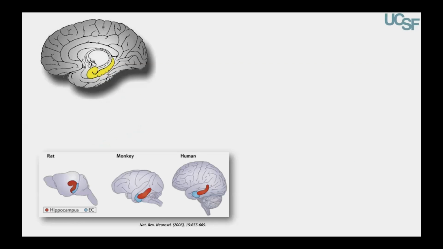You can see it there. And it's been around evolutionarily for a long time. So in the rat, that's kind of what it looks like. It's more curved towards the top of the brain. In a monkey, it looks a little bit more like ours, but even ours is extended even farther forward and sort of trimmed down a little bit. So it's been around for a long time.